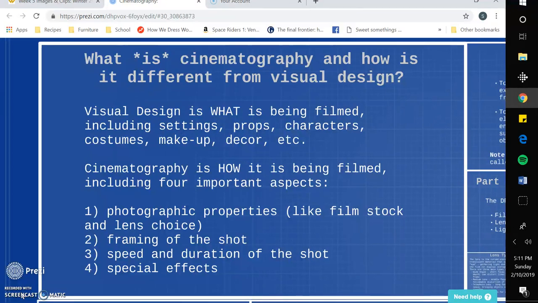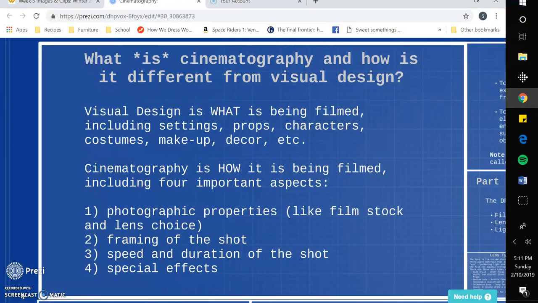This is also distinct from editing. Editing is what happens during and after the fact, and editing is how the pieces are put together. So the visual design is what's being filmed, cinematography is how it's being filmed, what the camera is doing, and editing is how all of the pieces are put back together, how that film is cut and edited back together. Because remember, like we talked about in the first couple weeks of class, films are not shot in order, and they're not shot consecutively or linearly. It's a very recursive and circular process. So cinematography is how it is being filmed.